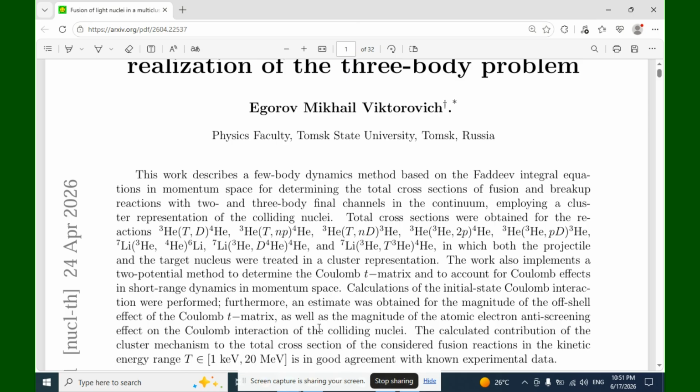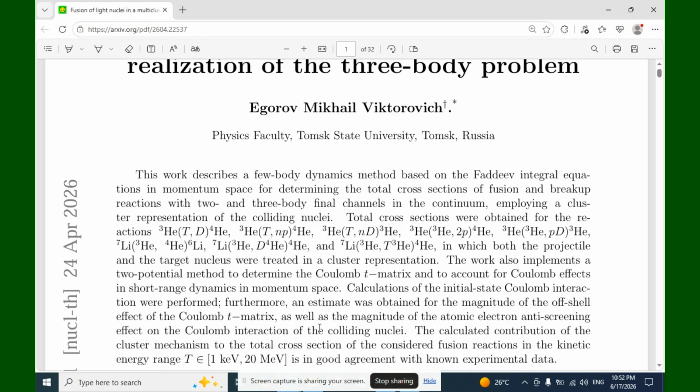This work describes a few-body dynamics method based on the Faddeev integral equations in momentum space for determining the total cross sections of fusion and breakup reactions with two and three-body final channels in the continuum, employing a cluster representation of the colliding nuclei. Total cross sections were obtained for the reactions, for example, helium TD and helium TNP, and so on, in which both the projectile and the target nuclei were treated in a cluster representation.